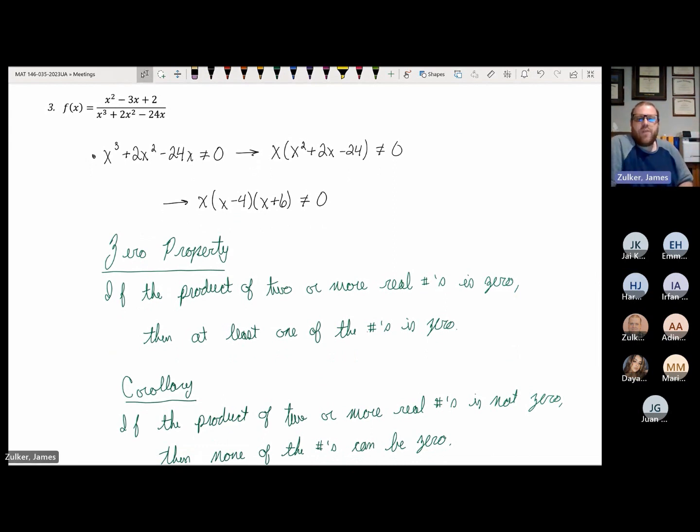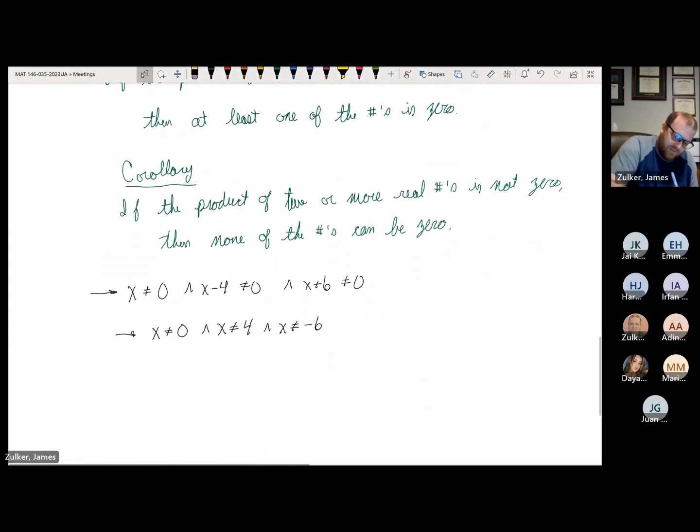There's no radicals anywhere. We don't have a square root, a cube root, fourth root, whatever. Therefore, our domain is the set of all real numbers except for negative 6, 4, and 0.